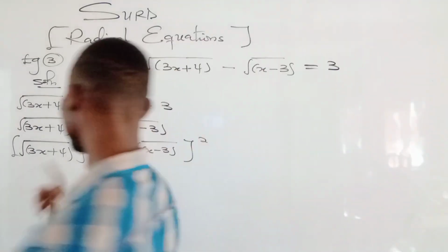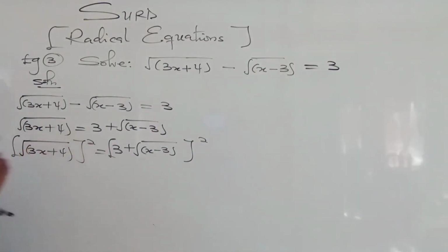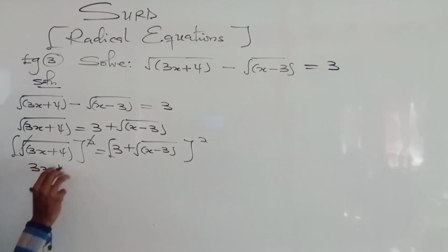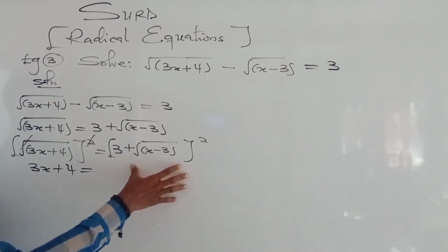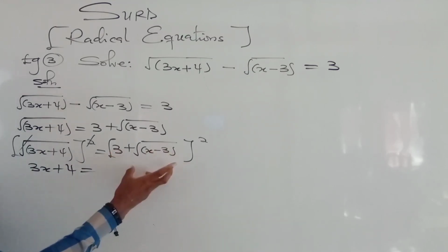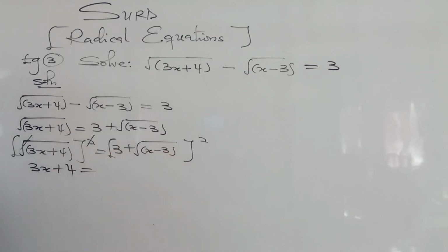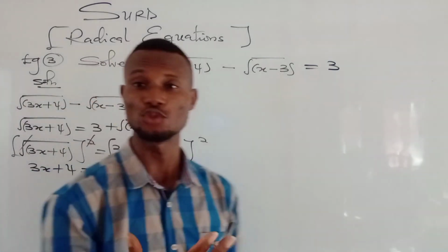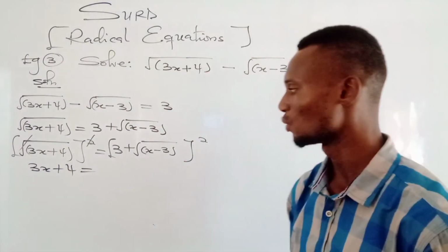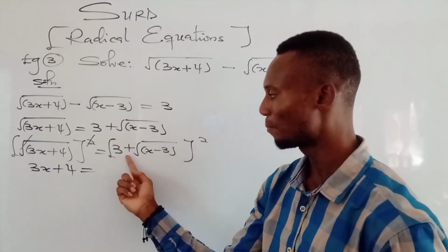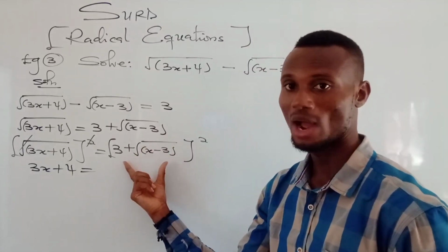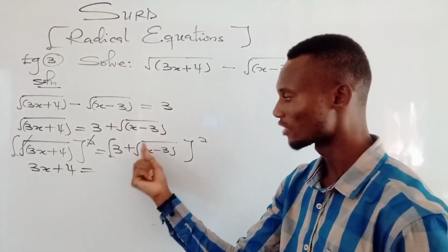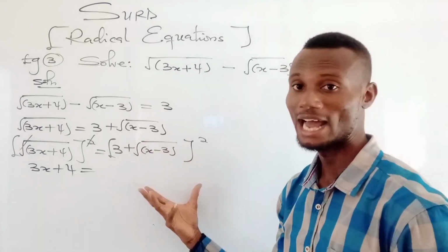Now this power 2 here will cancel this square root sign away. So this power 2 will cancel the square root sign away. So what I have left is 3s plus 4 equals to, then I'm going to expand this bracket. Now how to expand this bracket is to apply the multiplication of two binomials. That is, we are going to repeat the 3 plus root s minus 3 in one bracket, multiplying another 3 plus root s minus 3 in another bracket.